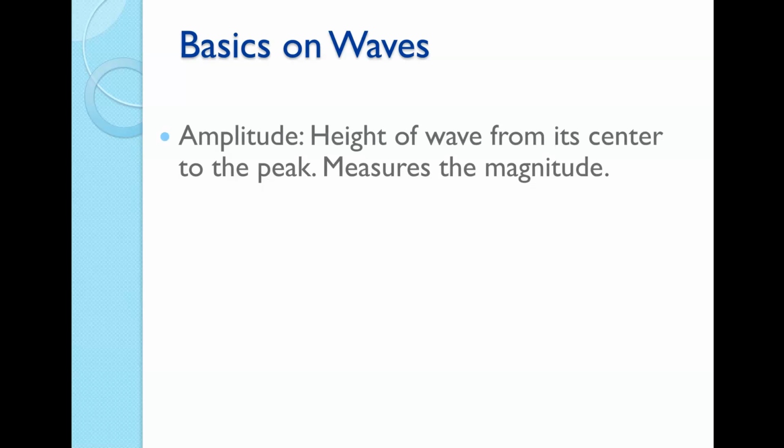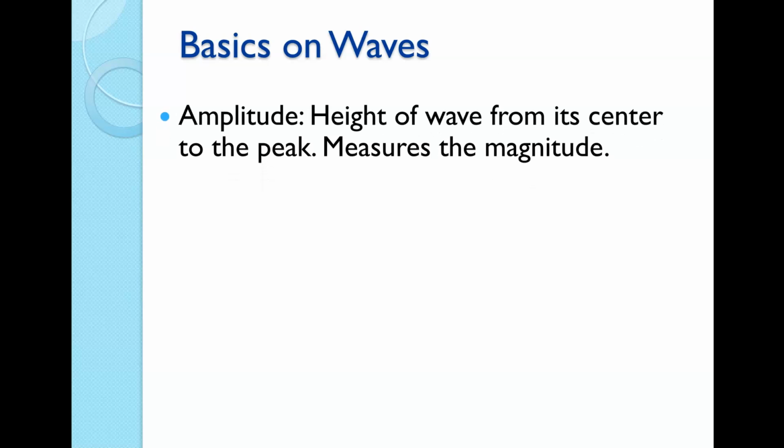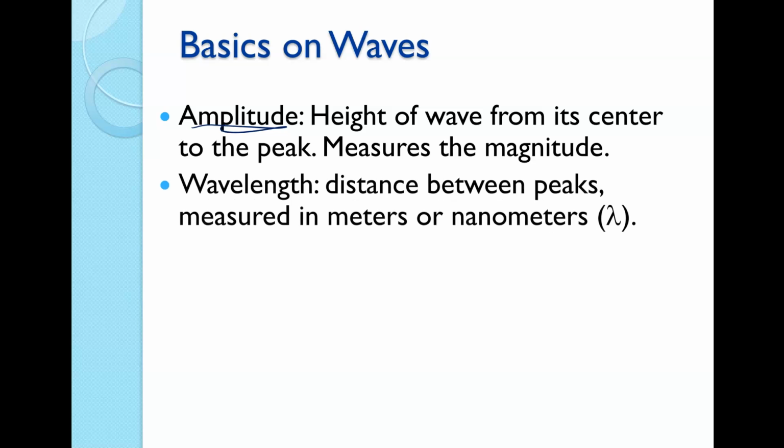So waves have different ways of measuring. There's something called amplitude modulation, that's AM radio, that measures the height of the wave from the center to the peak. Then there's wavelength, and that's an important one. That measures the distance between the peaks. It's measured in meters or nanometers, and the symbol it has is an upside down Y. It's a Greek letter lambda.